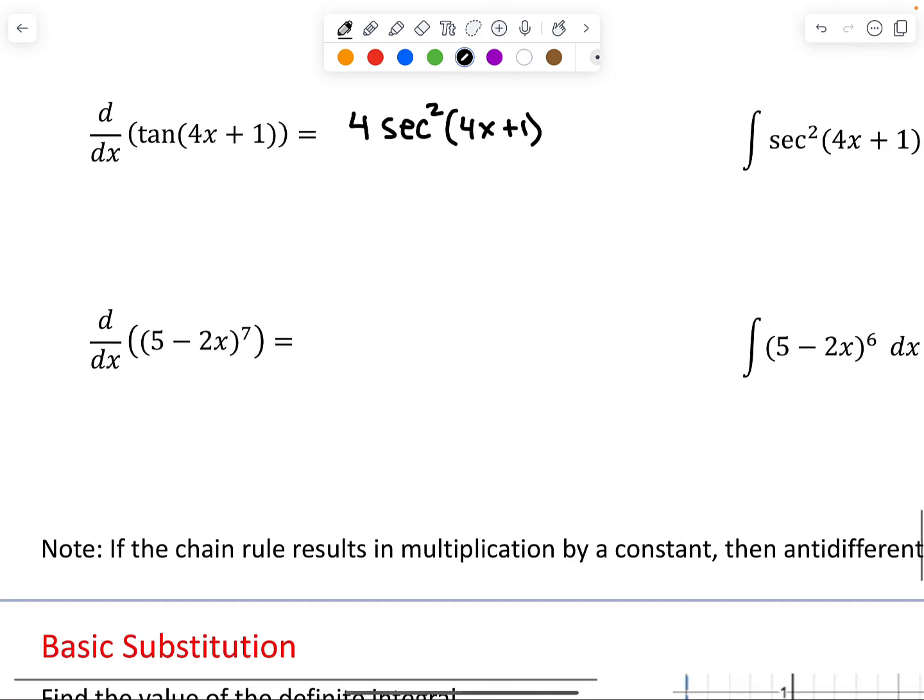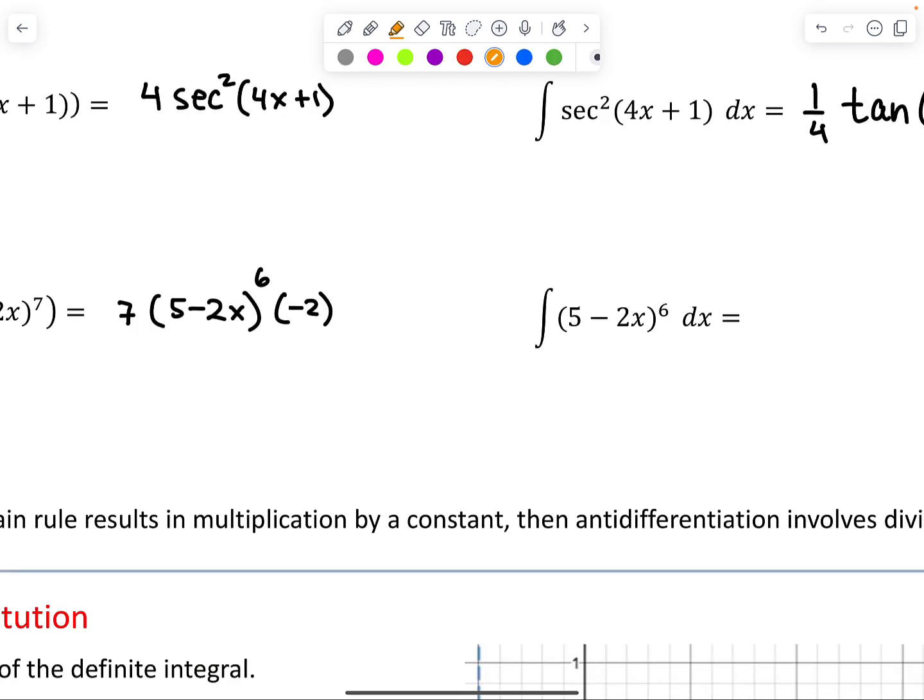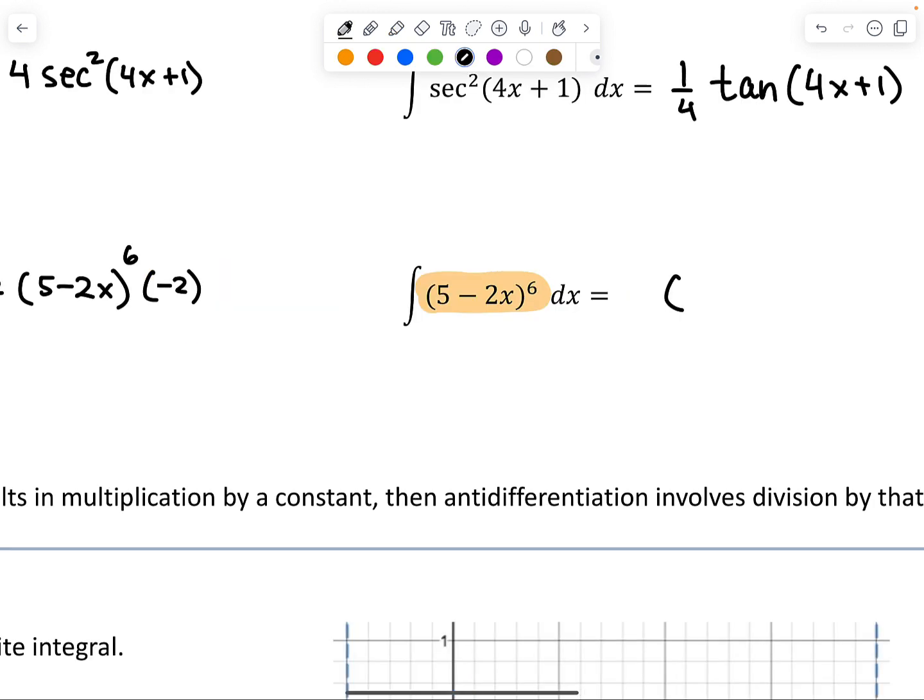Okay, fourth example. Here I'll need a generalized power rule because I have a function raised to a constant power. So that says the 7 will drop down, the base will stay the same, and the new power becomes 6, and then the chain rule has us multiply by a -2, which is the derivative of the base. Well, now I want to anti-differentiate 5 minus 2x just to the 6th, which matches this part here. Well, the derivative of the inside is a constant, so I can simply do a reverse power rule and a reverse chain rule in my head.